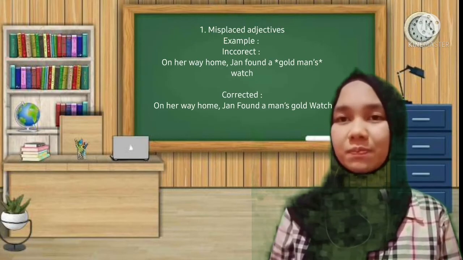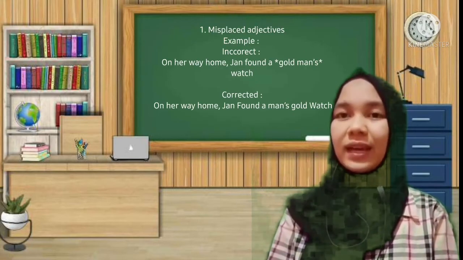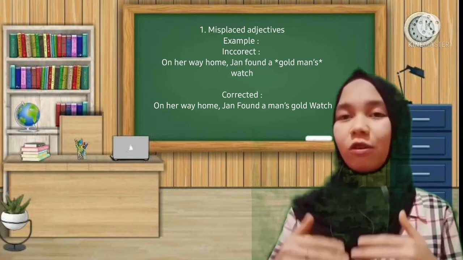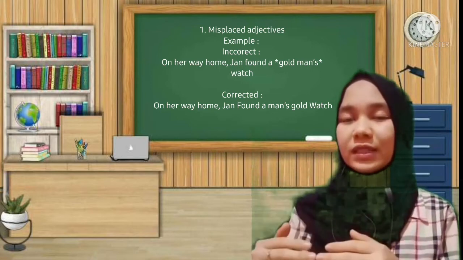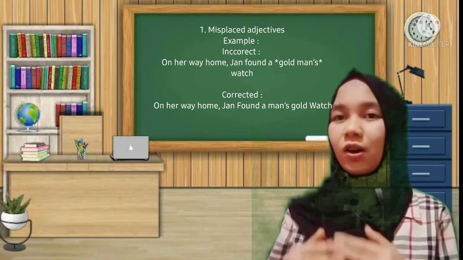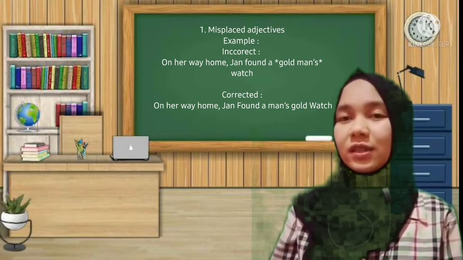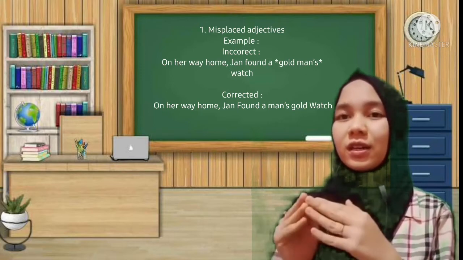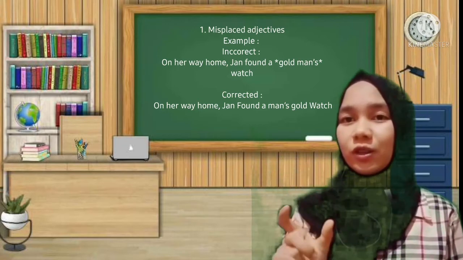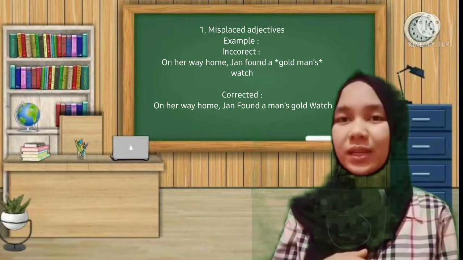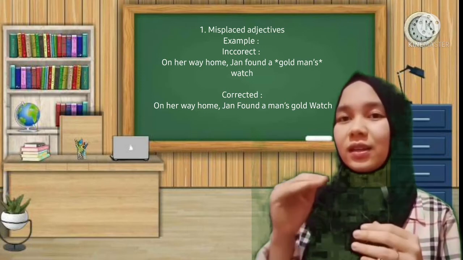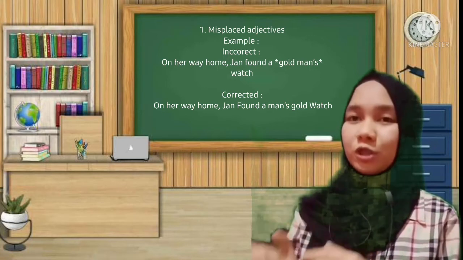The first is misplaced adjective. Misplaced adjectives are incorrectly separated from a noun and almost always distort the intended meaning. For example, on her way, Jen found a gold-mounted watch. Gold-mounted is a misplaced adjective. The sentence means that gold is mounted on a watch.